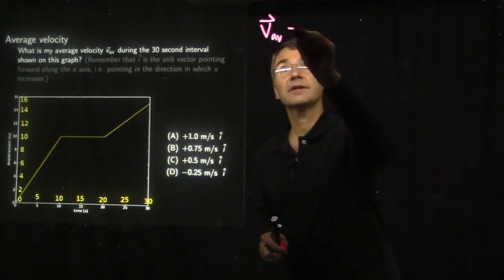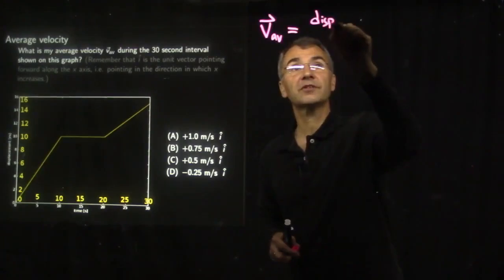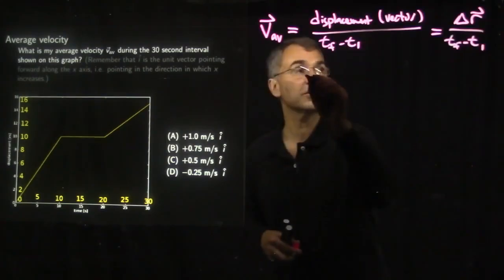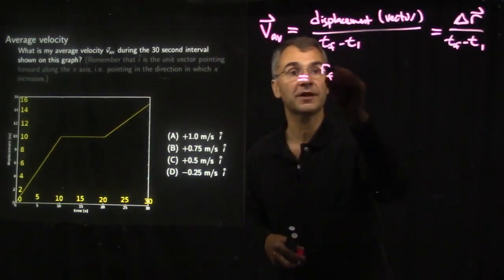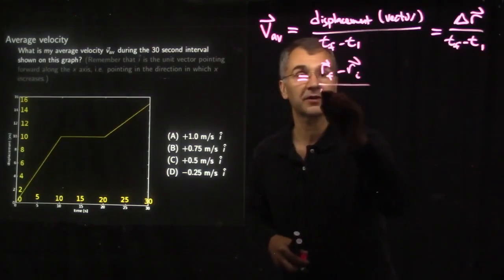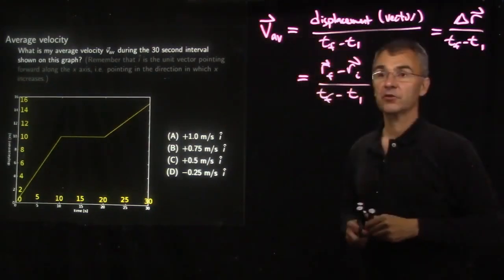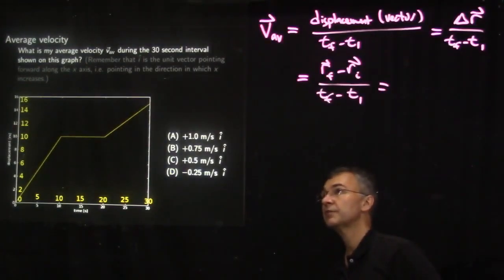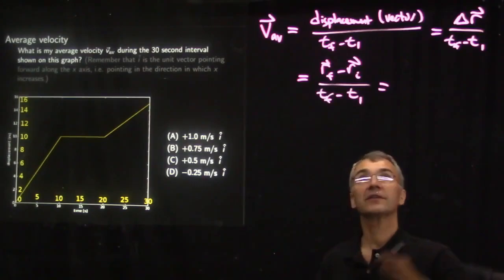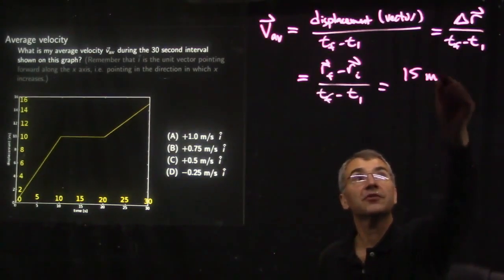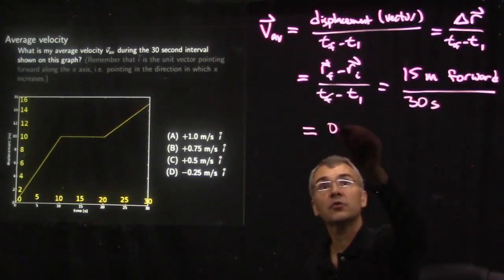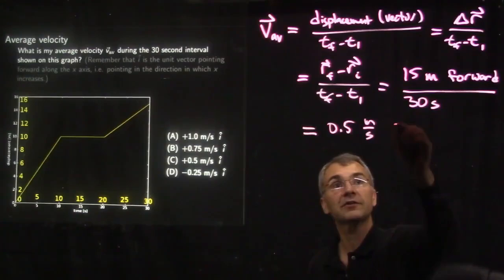V average is the displacement, which is a vector, divided by the time interval. So we also call the displacement delta r. So the displacement is like r final minus r initial, over t final minus t initial. So what is my displacement? My displacement is 15 meters forward. So I would say this is 15 meters forward divided by 30 seconds. So that is 0.5 meters per second forward.